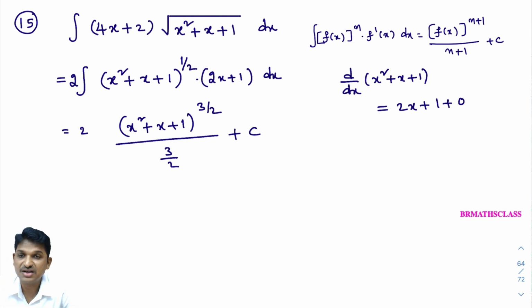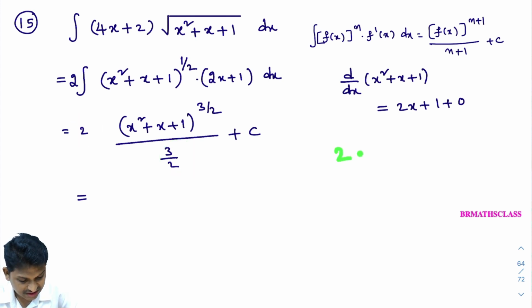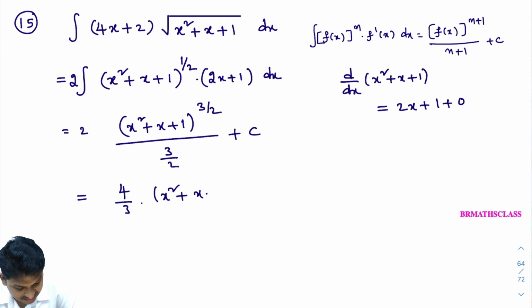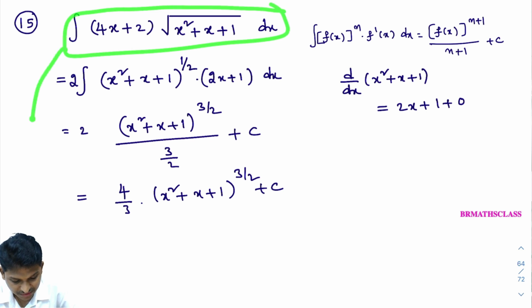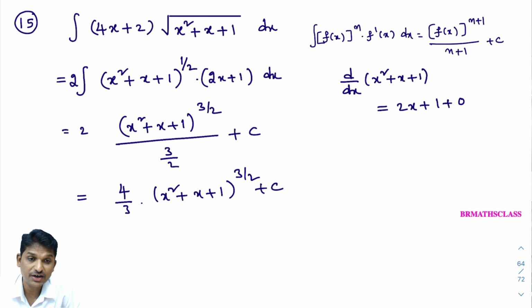I hope you understand. A little bit of simplification is possible here. You look here, 2 divided by 3 by 2 is what? 2 divided by 3 by 2 is 2 into 2 by 3, that is 4 by 3. So 2 divided by 3 by 2 is 4 by 3. Okay, 4 by 3 into x square plus x plus 1 whole power 3 by 2 plus c. I hope you understand. So the integral of the given function is this one: 4 by 3 into x square plus x plus 1 whole power 3 by 2.